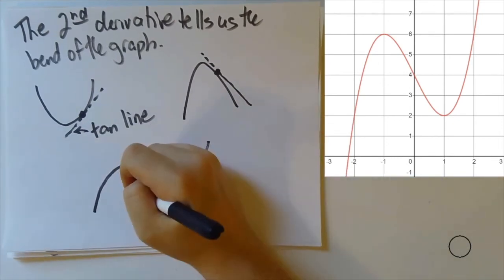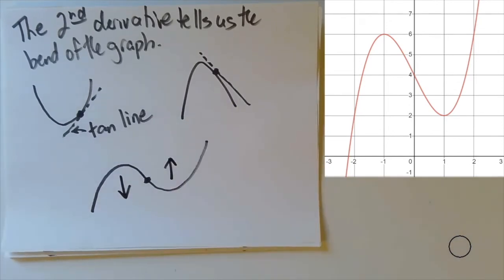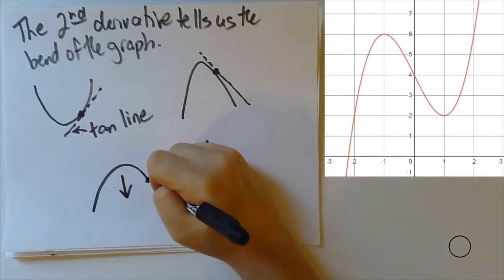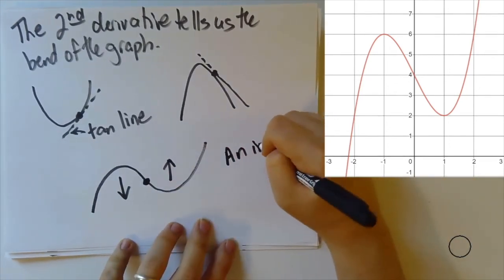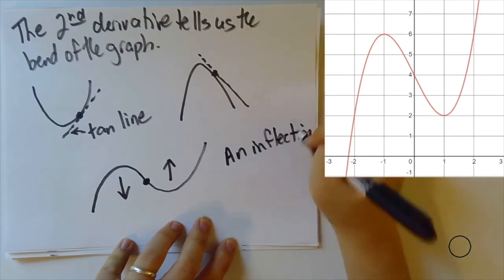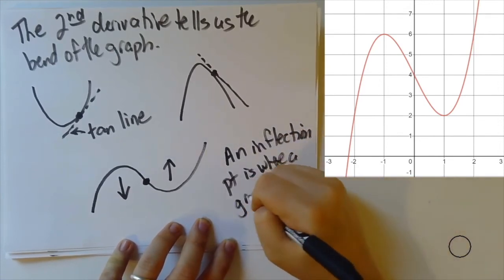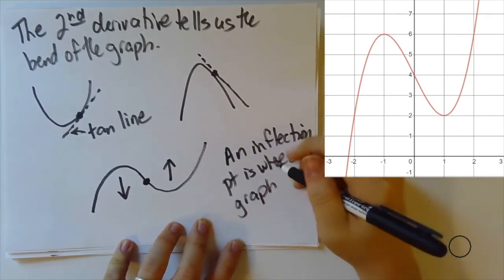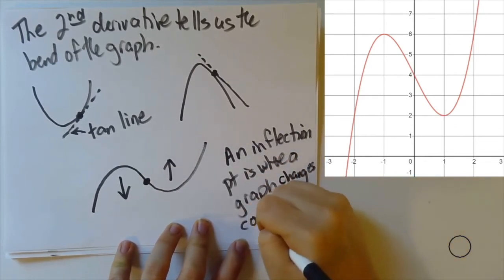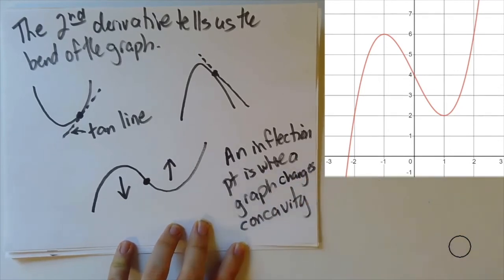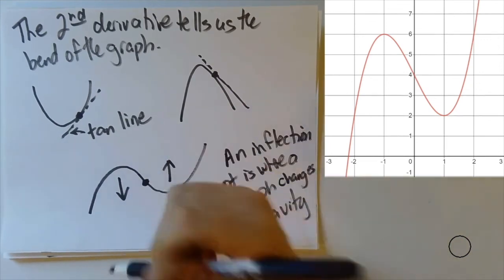Since this graph is concave down on that side and concave up on this side, we're going to give this point a special name. Namely, we're going to call this an inflection point. An inflection point is where a graph changes concavity. So this is our inflection point here.